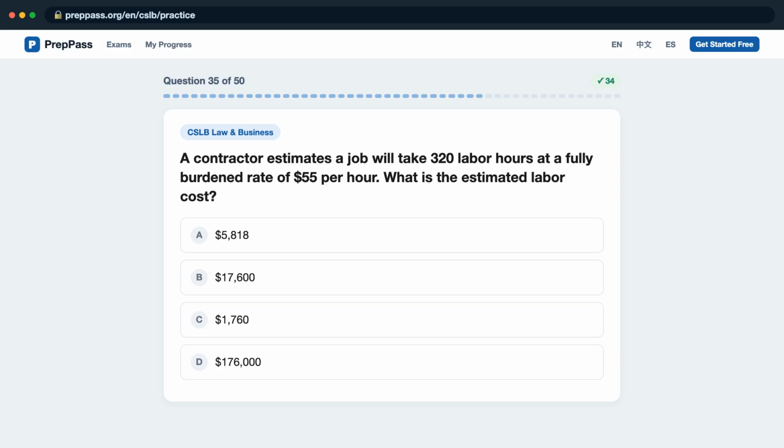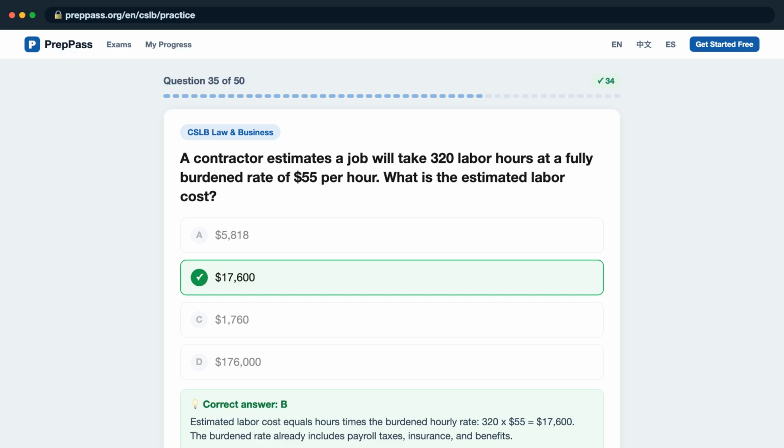Question 35. A contractor estimates a job will take 320 labor hours at a fully burdened rate of $55 per hour. What is the estimated labor cost? Is it A, $5,818? B, $17,600? C, $1,760? D, $176,000? The correct answer is B. Estimated labor cost equals hours times the burdened hourly rate. 320 x $55 equals $17,600. The burdened rate already includes payroll taxes, insurance, and benefits.